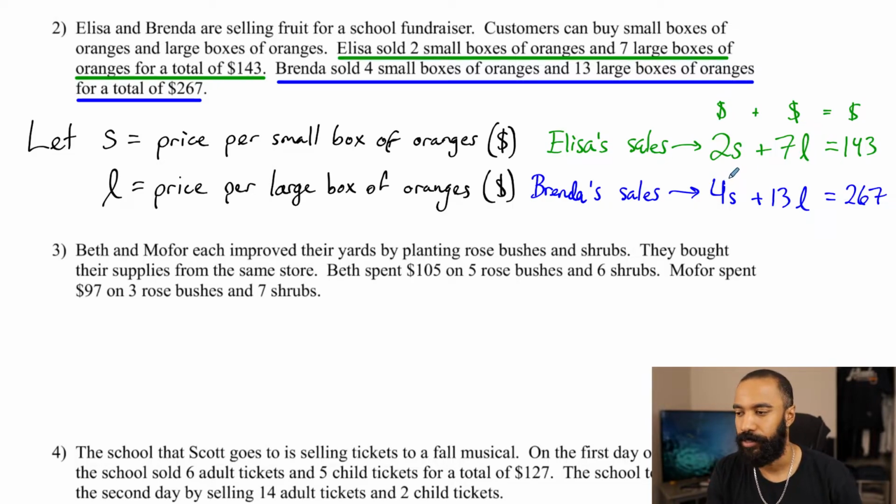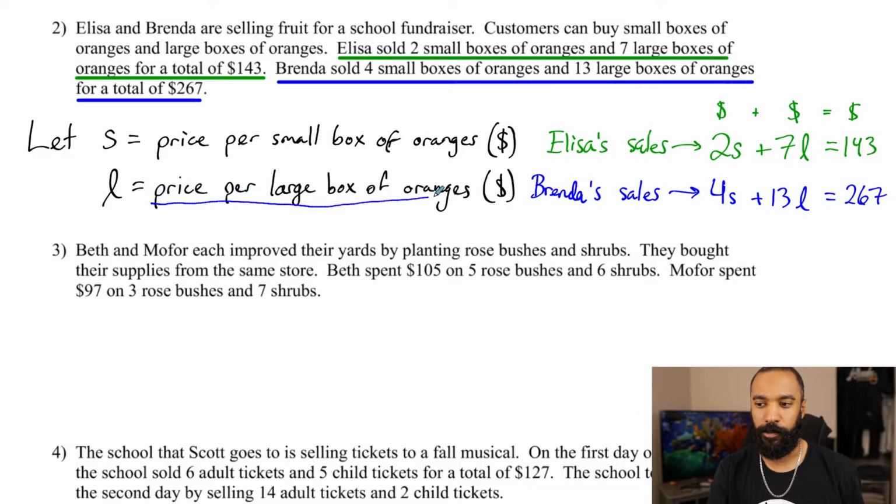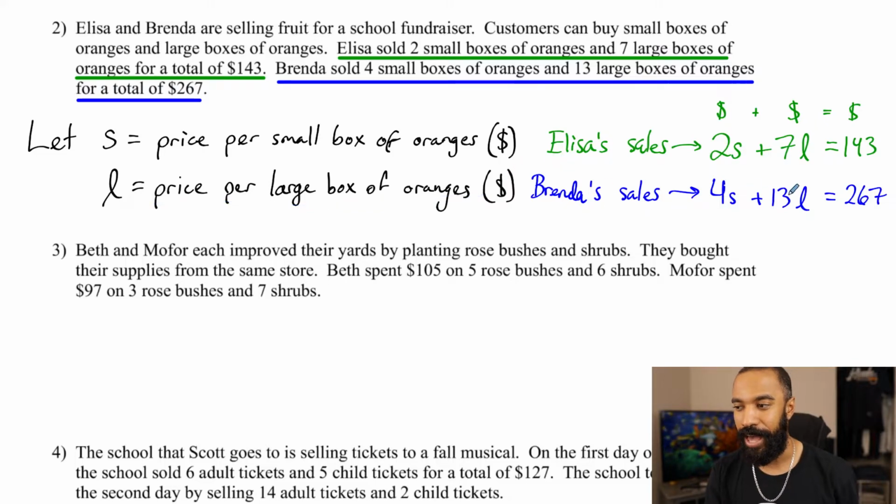Well, my class. Now, if I ask you what does 13L represent, you don't want to say 13 large boxes. It's not wrong that she sold 13 large boxes. 13 represents the number of boxes sold. 13L is 13 times L. 13 is number of boxes. L is what? Right here, the price per large box of oranges. So what is 13L? The amount of money made by selling all 13 large boxes.